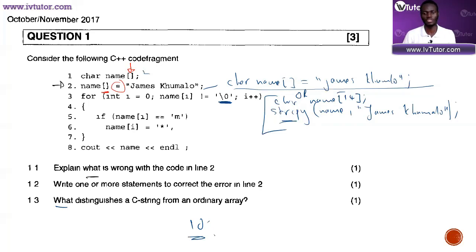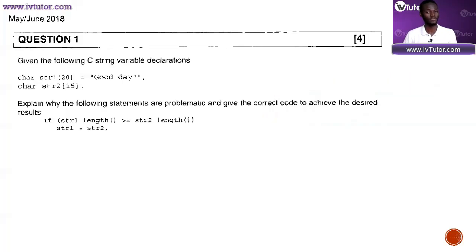Okay, that's this question. Next question says, given the following C string variable declarations, explain why the following statements are problematic and give the correct code to achieve the desired results. So we've defined two strings here, the one called str1, the other one str2. This one is the size of 20, this one is the size of 15. This is okay, we declare and initialize, that's fine. This one we only declare and we don't initialize, that's okay.